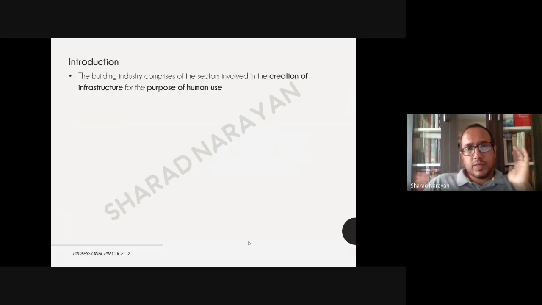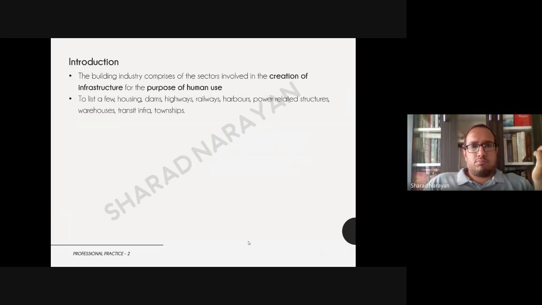So, as you know, the industry comprises of sectors involving the creation of infrastructure for the purpose of human use. So, anything and everything that we build for the purpose of human consumption, be it housing, dams, highways, railways, harbors, power related structures, warehouses, transit infra, townships, all of these can be classified as the building industry. All of these, the construction of these, the maintenance of these is generally considered to be the building industry in itself. And keep in mind that we are not just talking about the creation, we're also talking about the maintenance and the upkeep. So these are critical points that you have to keep in mind.